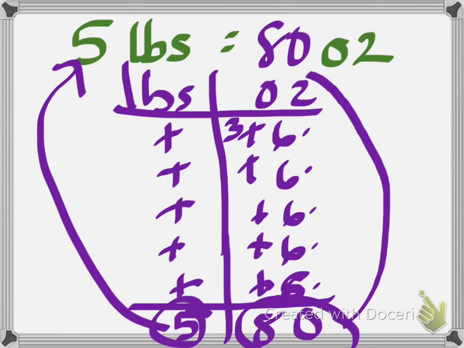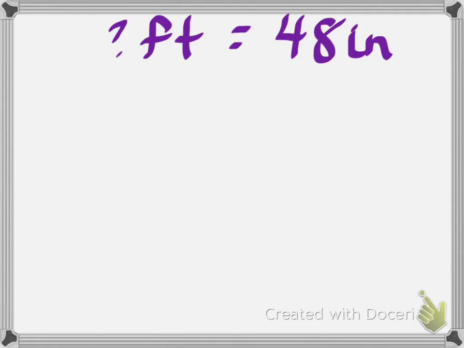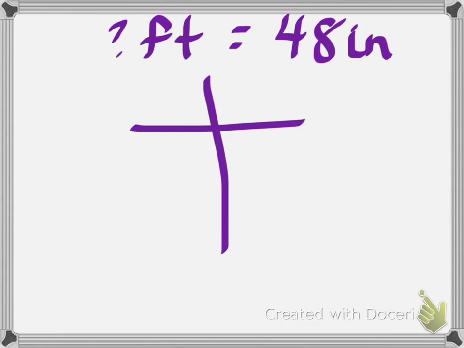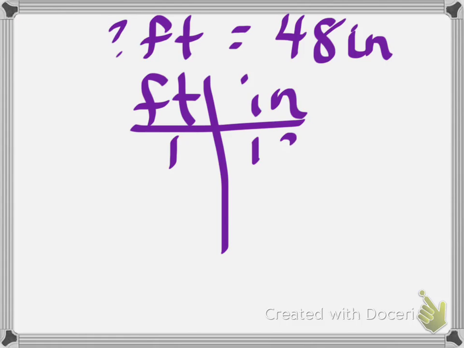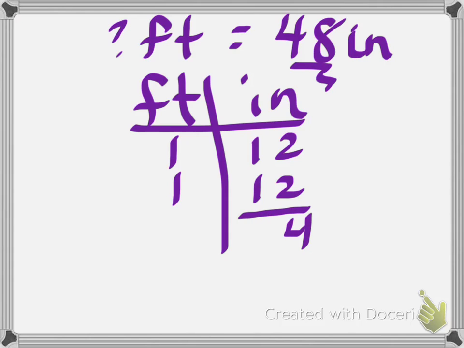Let's try another one. We have however many feet equal 48 inches. Again, converting customary measurement, so we have our T-chart. We have feet on the left, inches on the right, and 1 foot equals 12 inches. We keep going. Another foot equals 12 inches. I'm looking for 48 inches. I have 2 plus 2 is 4, 1 plus 1 is 2. Is that the 48 that we're looking for?